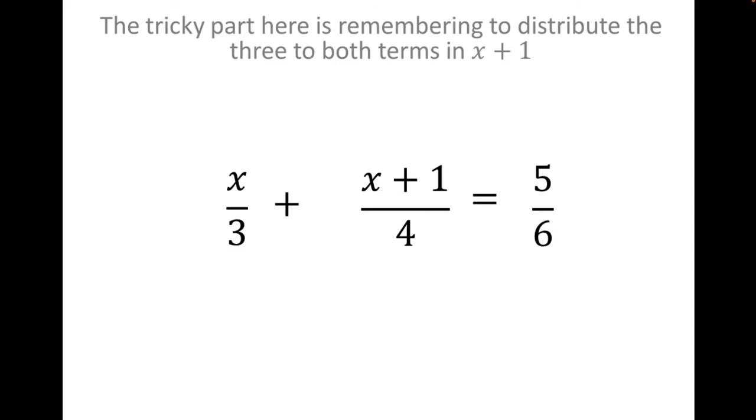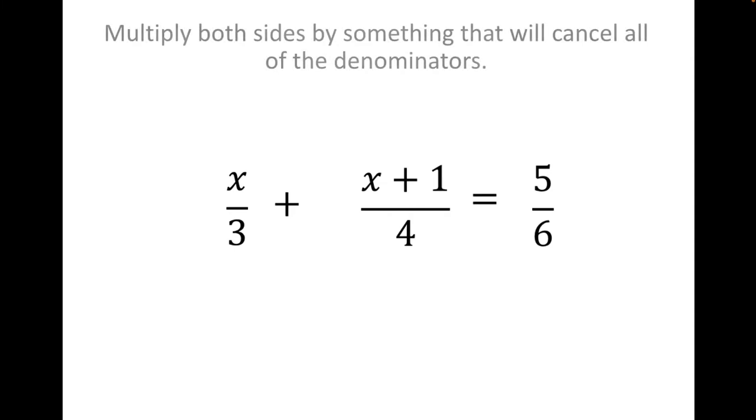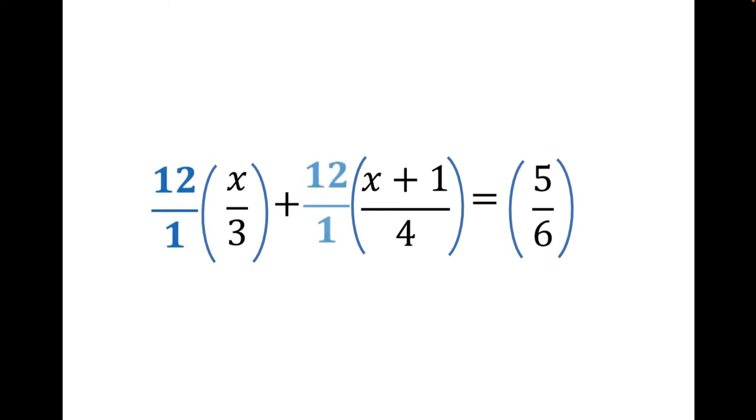So here's another one. This is a little bit different because we have two terms in the numerator here. The tricky part here is remembering to distribute the 3, and you'll find out where that 3 comes from. We have to distribute a 3 to both terms in the x plus the 1. So again, I have 3, 4, and 6. What would be my LCM? I want to multiply both sides by something that will cancel the 3, the 4, and the 6. I want to cancel all the denominators. I want to exterminate them. So instead of finding a common denominator, I'm actually multiplying everything by that common denominator. That's going to get rid of all my denominators.